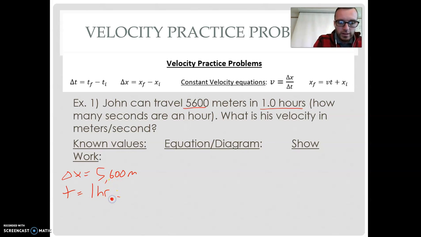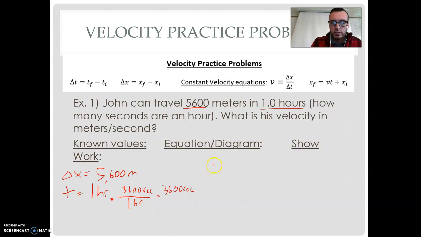So you may recall our annihilation strategy where if hours are on the top, we put hours on the bottom. There are 3,600 seconds in an hour. That I get from 60 times 60. And so this one actually isn't too bad. The time here would get us 3,600 seconds.